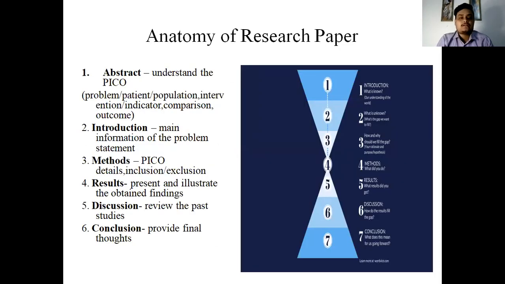Now, this is the anatomy and structure of the research paper, which starts from abstract, then introduction, then method, then result, then discussion, and then conclusion. Abstract means to understand the PICO, that means problem or patient population, intervention or indicator, comparison, and outcome. Second is the introduction, which includes the main information of your problem statement. Third is the methodology, which includes the inclusion criteria and exclusion criteria. Whatever population or method you are taking comes under the inclusion criteria, and which you are excluding or avoiding comes under the exclusion criteria. Then the result, where you present and illustrate the obtained findings. Then the discussion, which reviews past studies. And then the final conclusion, which provides the final thoughts.